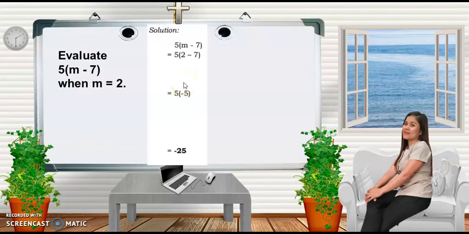Okay, so we simply substitute m with 2, but this time 2 is inside the parentheses together with 7. As you can see in the given, there is no plus or minus between 5 and m minus 7, so it means the operation between them is multiplication. Okay, between 5 and m minus 7, multiplication.